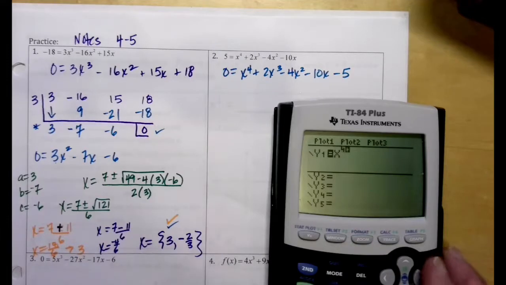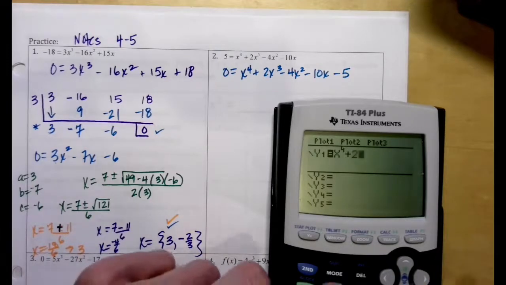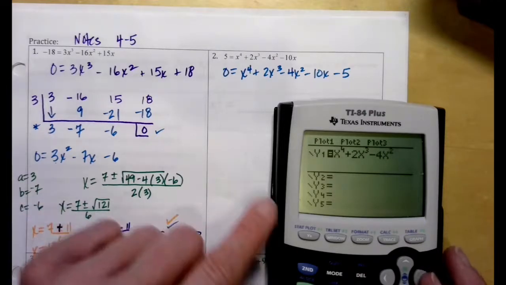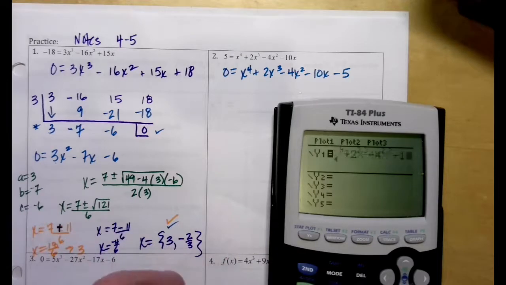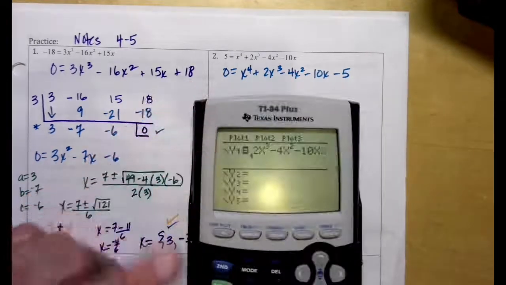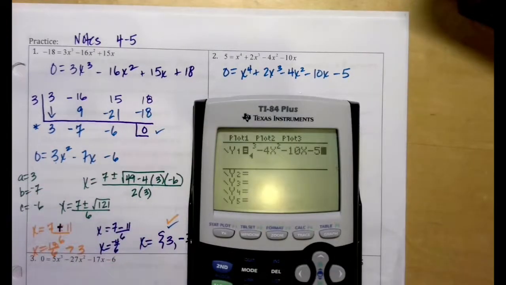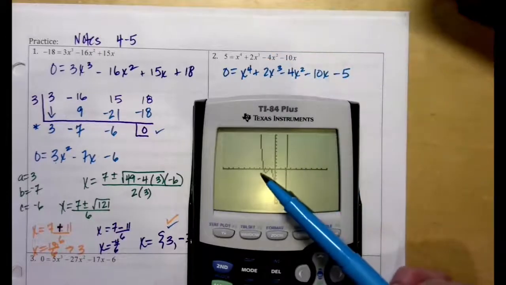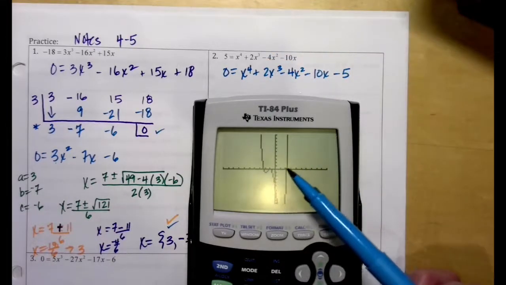X to the 4th plus 2x cubed minus 4x squared minus 10x minus 5. So you can type this into Desmos. That might be easier for you to see. And we'll go ahead and press graph. And when we look at that, oh, we've got some fun things going on. We've got 4 possible x's. So 1, 2, 3, 4.